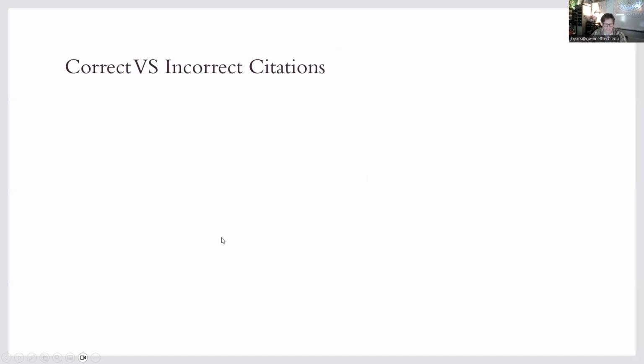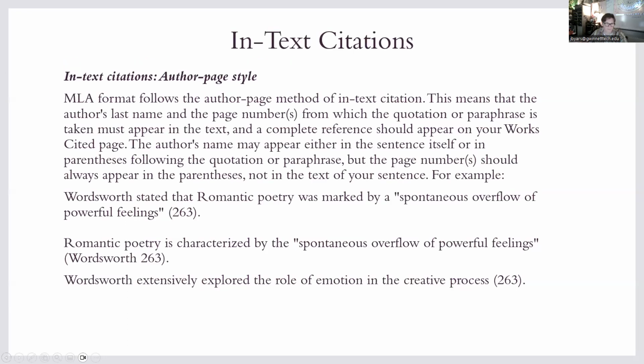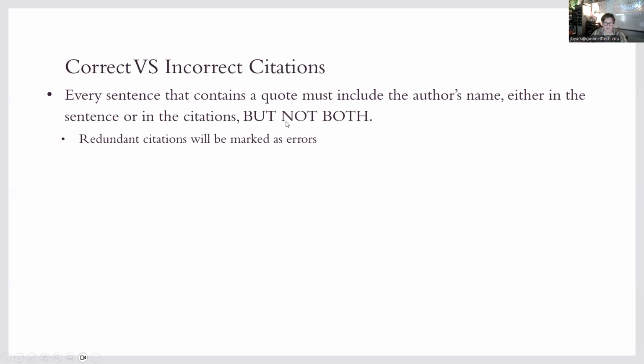Correct versus incorrect citations. So, listen. Every sentence that contains a quote must include the author's name. That is emphasized here. Okay. Every sentence that contains a quote must include the author's name, either in the sentence or in the citation, but not both. I just want to make sure I emphasize this. Do not both mention the author's name and have their name in the parenthetical citation. That is called redundant. Redundant citations will be marked as errors.